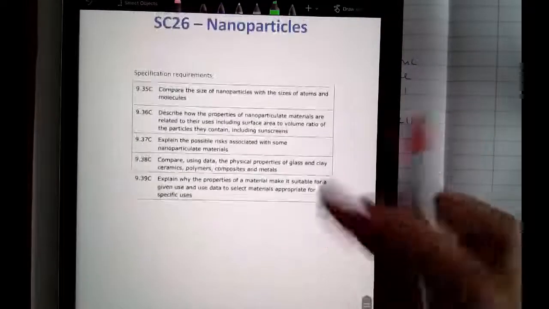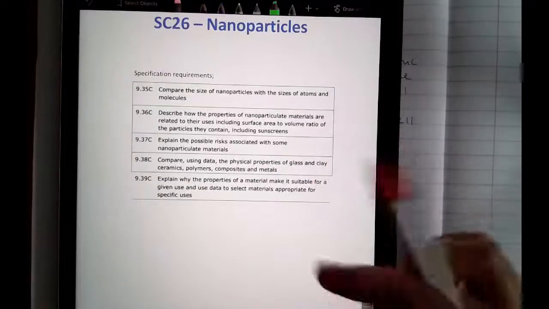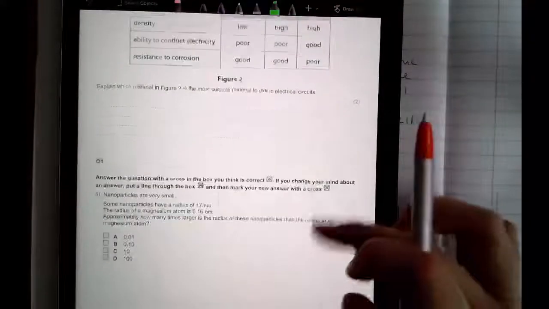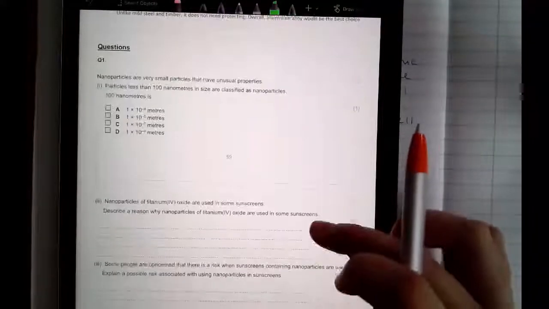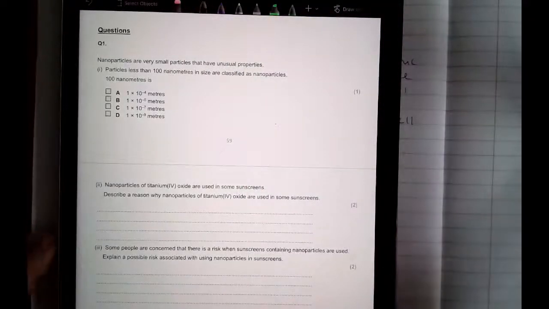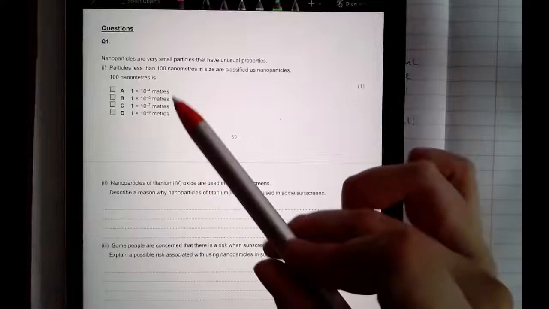So this whole page is basically about nanoparticles, and that takes up half of the specification. So not a lot of content there to learn. The bits that I've highlighted are key. But if we scroll down now, these are all of the exam questions I can find on nanoparticles. So we'll just run through a few of them together.